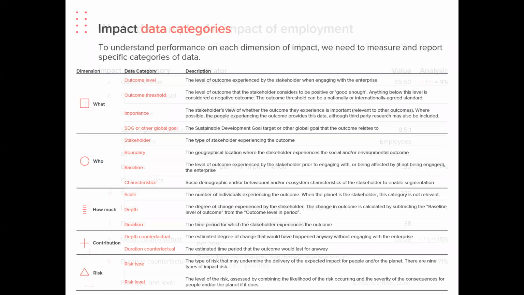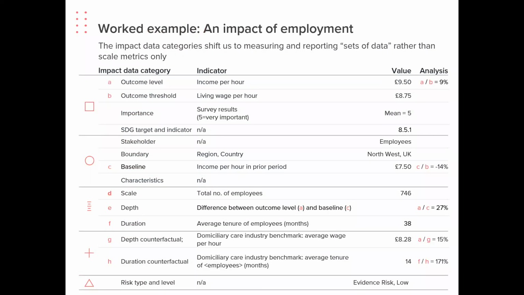If you can go to the next slide, Joe, this is just for you to look at later. It's an example of employment. And so it shows you the information across these data categories that one would collect to look at the impact you're having on employees through payment of wages. And you can see that the outcome level is the income per hour. That's relative to a local living wage. You might look at whether income is important to your employees through using a survey, and then you need to look at who those employees are. You might look at some stakeholder characteristics, such as the region or country that they're from, the boundary, but you will definitely want to look at the baseline.